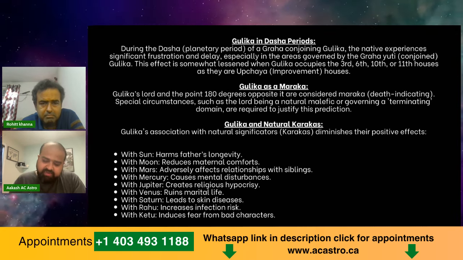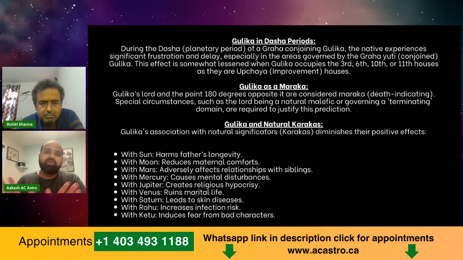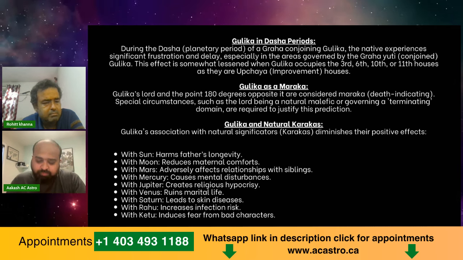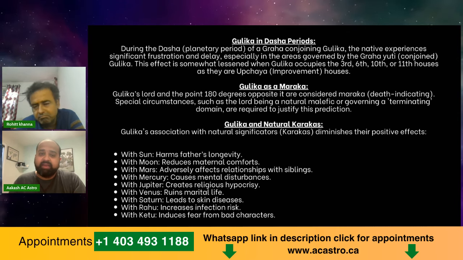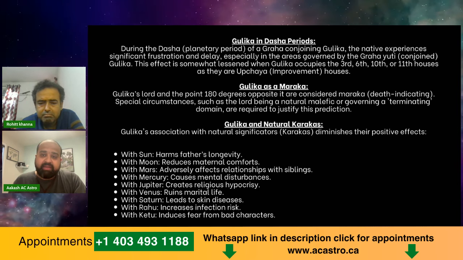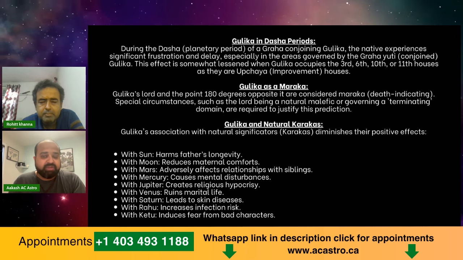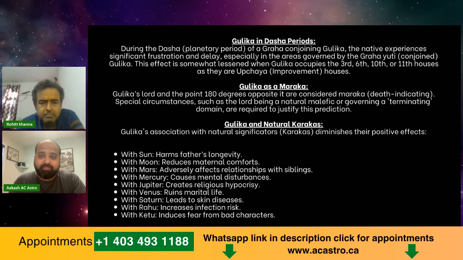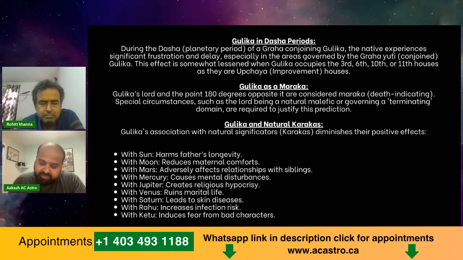When any Gulika or Mandi point is in your third, sixth, 10th, or 11th, that means you are sorted, no problem. But still, Gulika is a Maraka. Maraka means the death indicator in your chart. Now, Gulika Lord and the point 180 degrees opposite to it are considered maraka, death indicating. Special circumstances, such as the Lord being a natural malefic or governing a terminating domain, are required to justify this prediction.